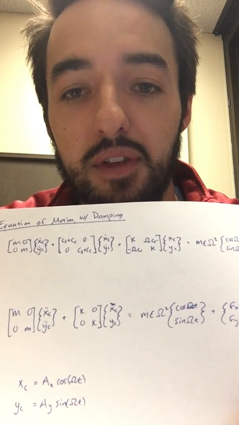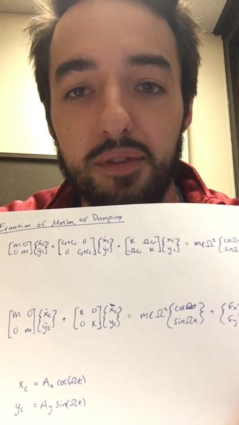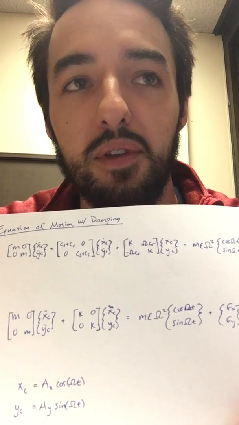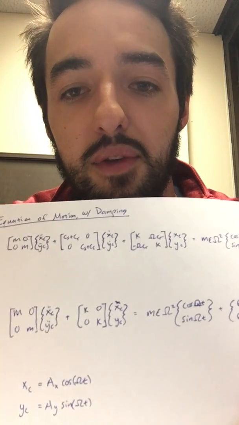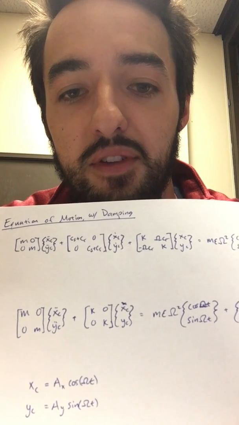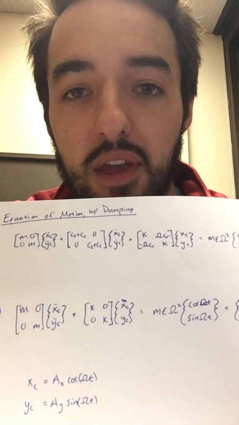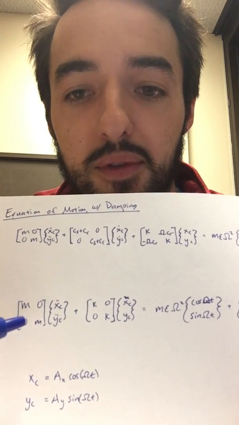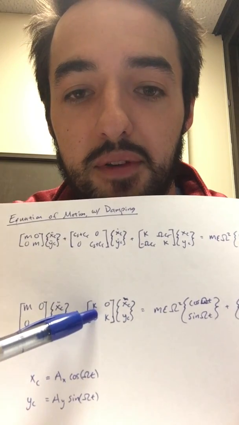eigenvalues and eigenvectors. So to avoid this, and also because presumably the damping is pretty small, we can neglect the damping terms, and the equation of motion simply becomes this, which has a decoupled mass and stiffness matrix.